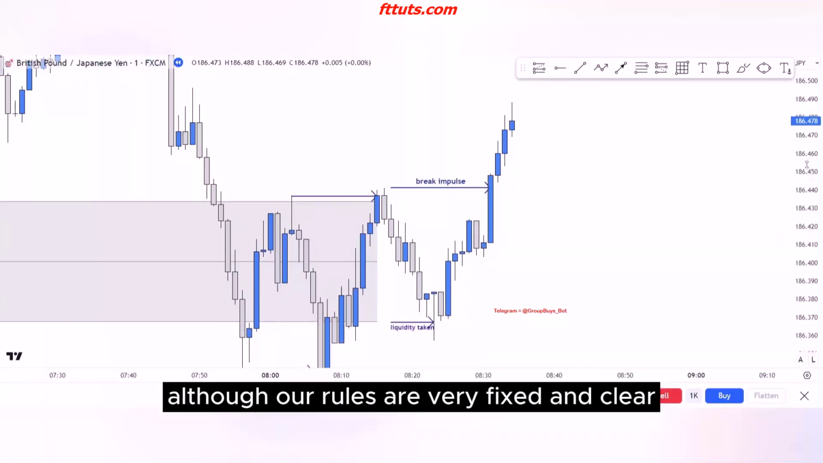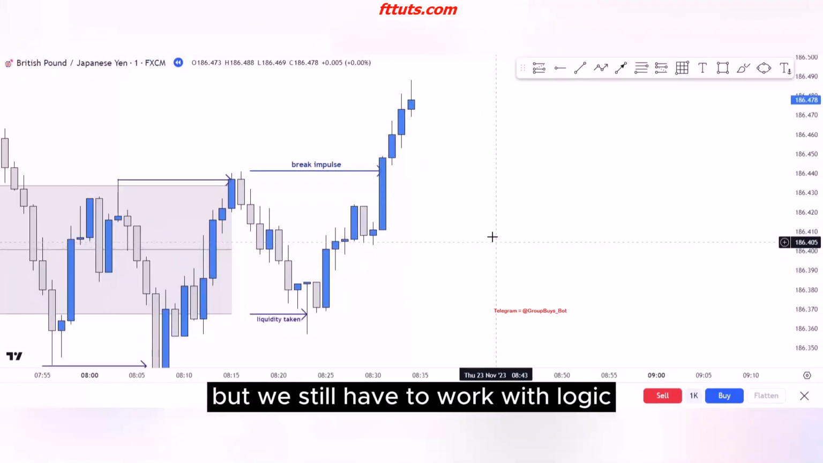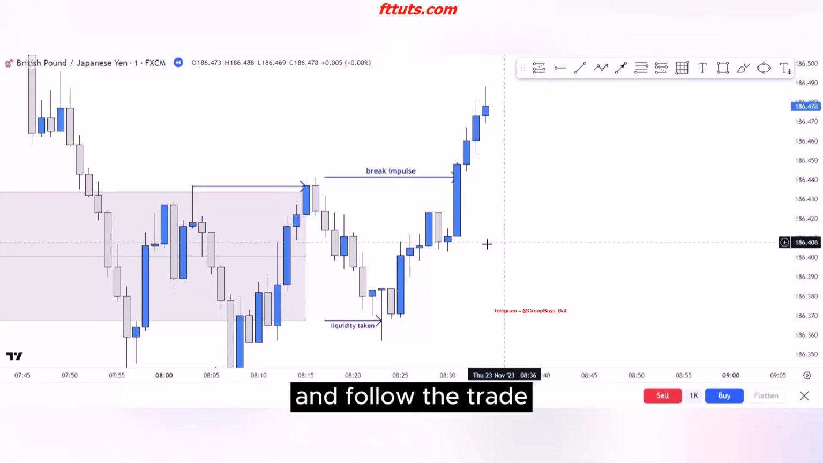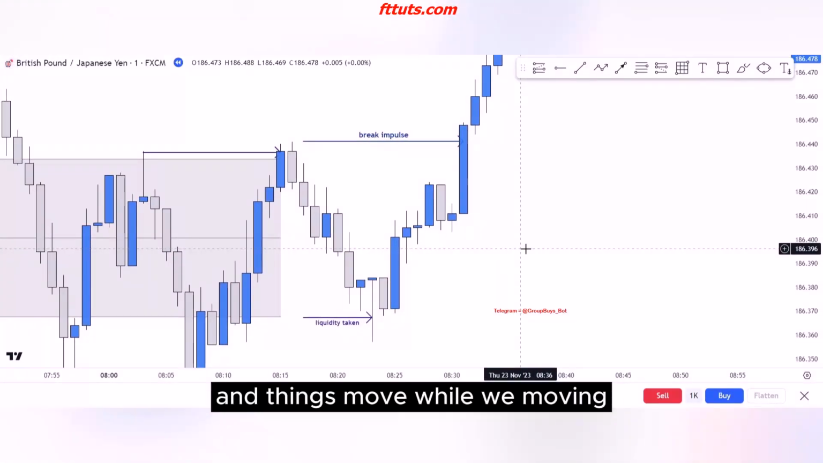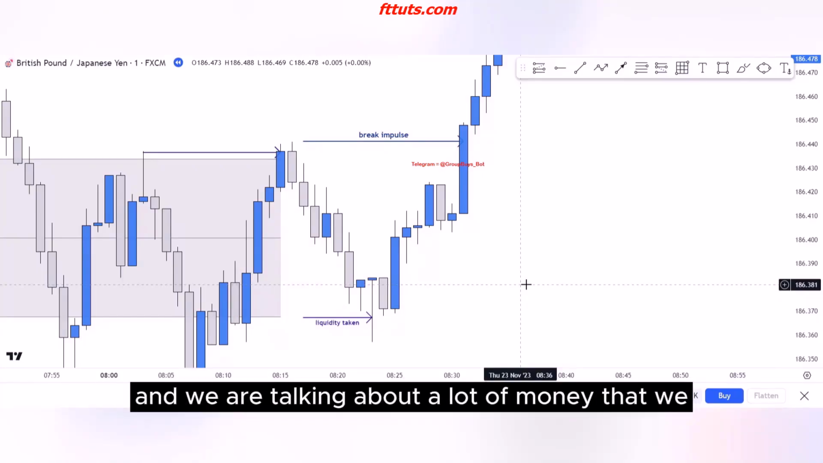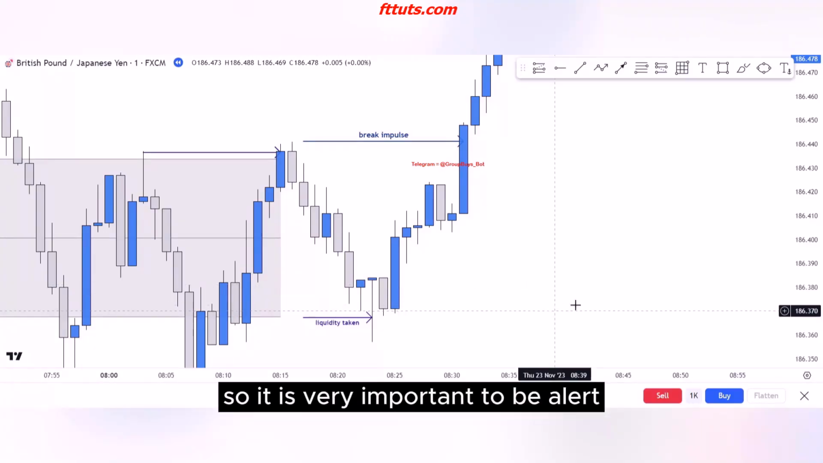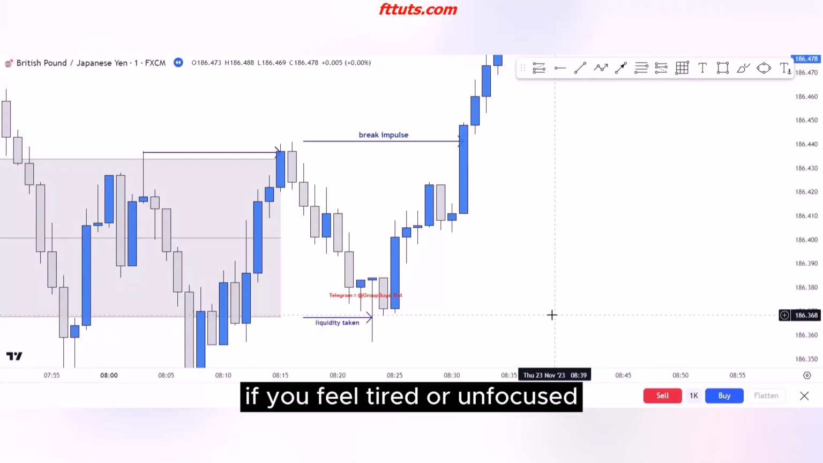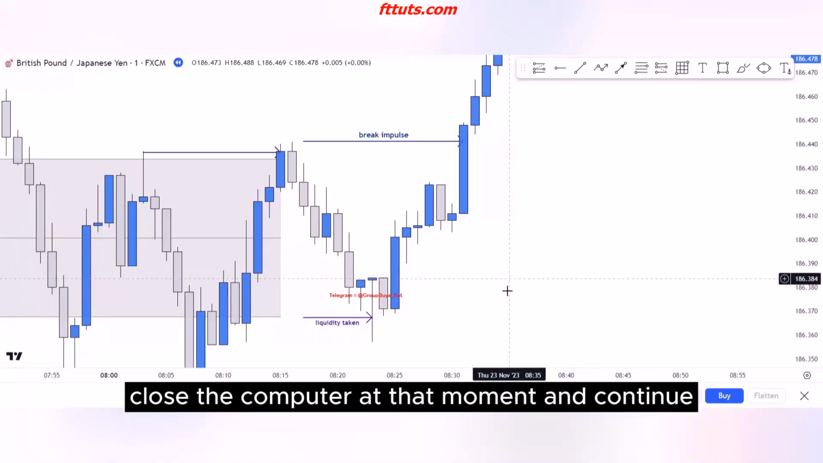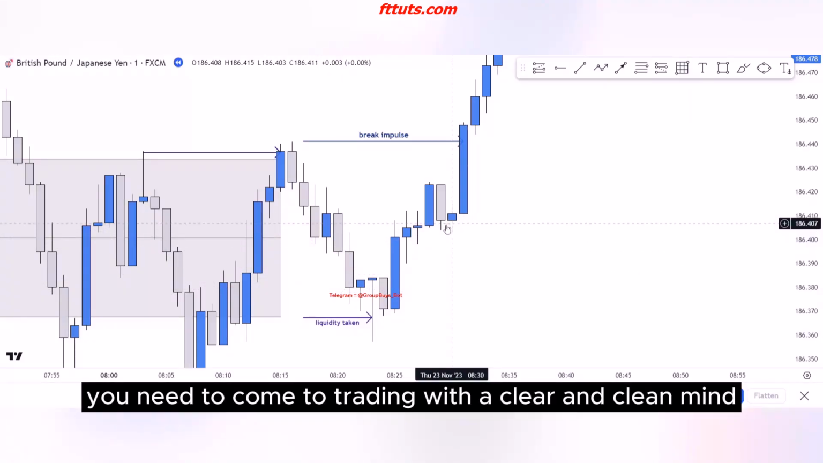Although our rules are very fixed and clear, we still have to work with logic and follow the trade because trading is very dynamic and things move while we're moving. And we are talking about a lot of money that we are risking, so it is very important to be as alert and sharp as possible. If you feel tired or unfocused, close the computer at that moment and continue another day. You need to come to trading with a clear and clean mind.